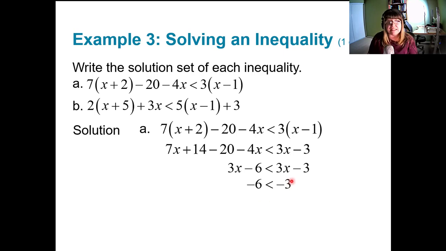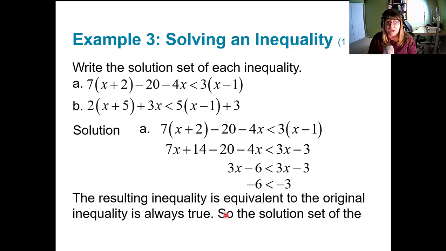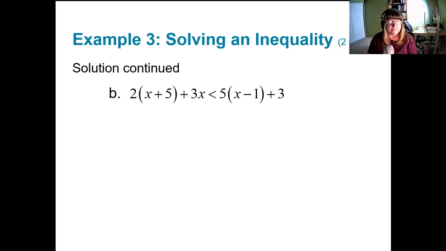And in fact, any value of x will make this true. If x is 10, that's going to be 30 minus 6, 30 minus 3. It's still a statement that's true. So in fact, this is always true. So the solution set is negative infinity to positive infinity. Any real number will make that statement true. All right, let's look at part B.